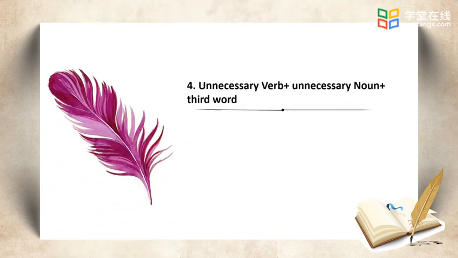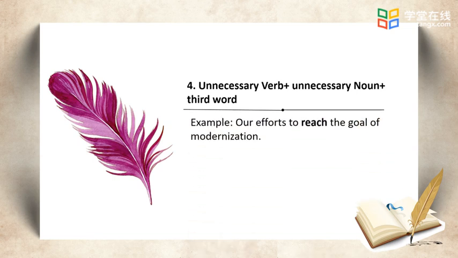4. Unnecessary verb plus unnecessary noun plus third word. Example, our efforts to reach the goal of modernization. There are 3 nouns: efforts, goal, and modernization. The third noun is usually a noun or gerund. This new noun is in fact performing the function of a verb. It should be given the form of a verb. So we need to say, our efforts to modernize.